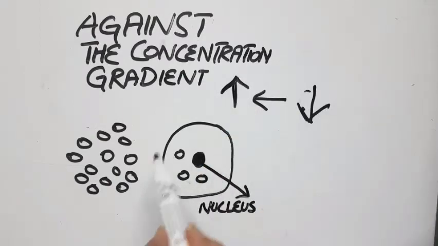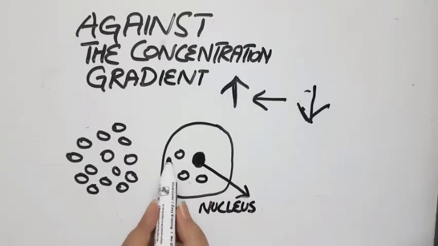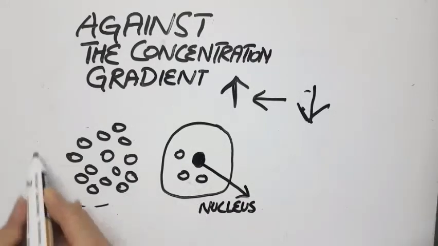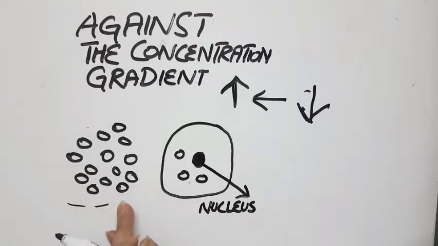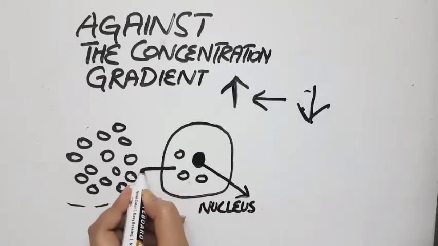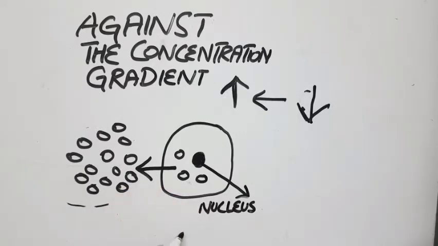For example, this is a cell. Inside the cell we have less number of molecules, whereas outside the cell we have greater number of molecules. So active transport is basically movement of these molecules or ions from low concentration towards high concentration, which is against the concentration gradient. And during this process, ATP or energy is utilized.